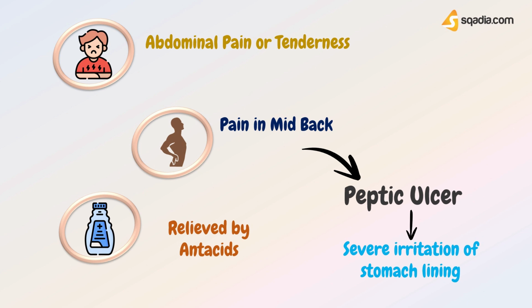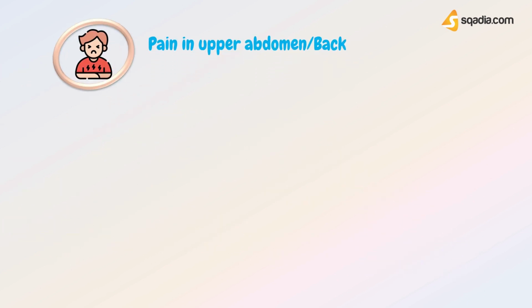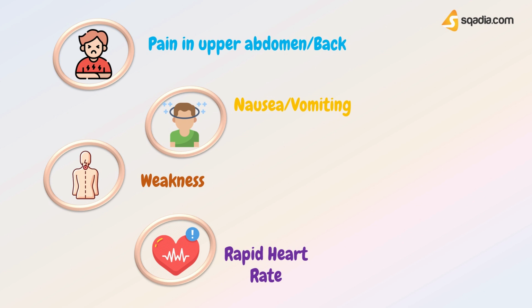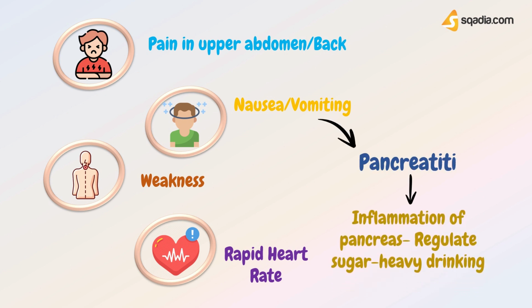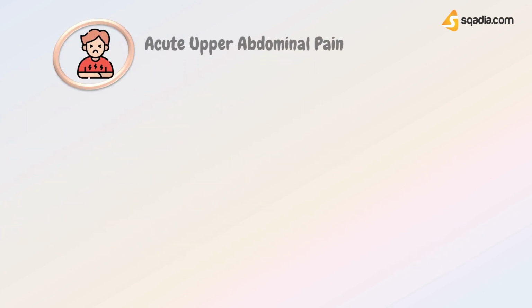Now, if the patient shows symptoms like pain in the upper abdomen, sometimes the back, nausea, vomiting, sometimes weakness, and rapid heart rate, then this might give you an indication that the patient has pancreatitis. Well, pancreatitis is inflammation of the pancreas, which produces insulin that regulates sugar, often associated with a history of heavy drinking or gallstones.